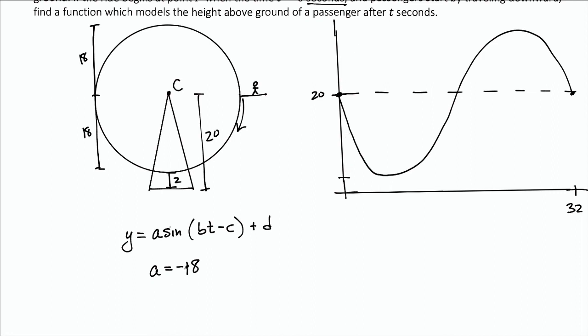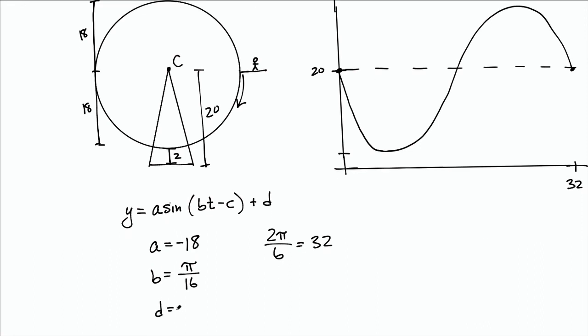To get b, we use our period. 2 pi over b is the period of 32. So we can solve for b there, and we get pi over 16. And d, of course, is the midline value, and that's up there at 20. So our function is y equals negative 18 sine of pi over 16 times t, plus 20.